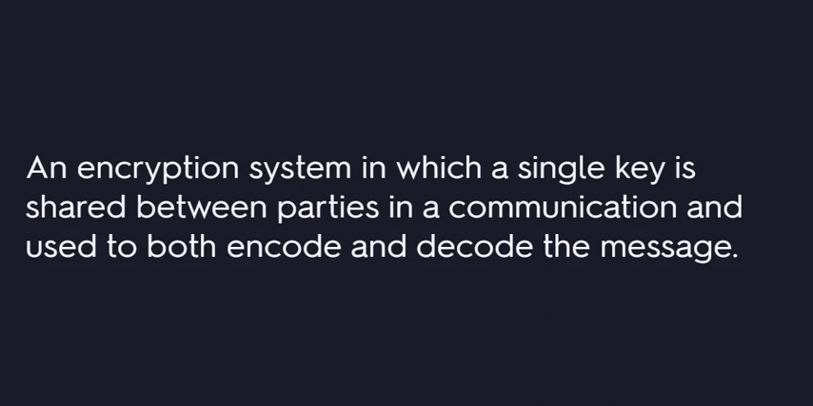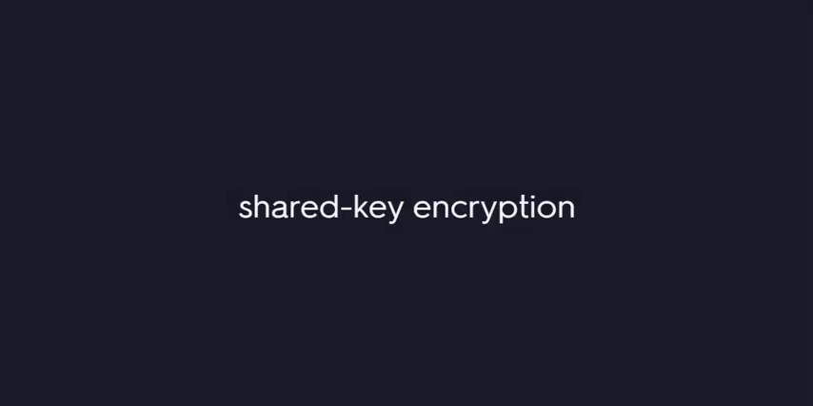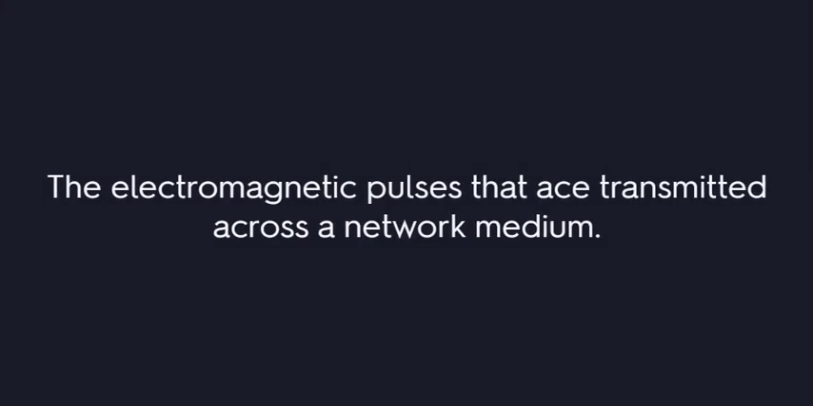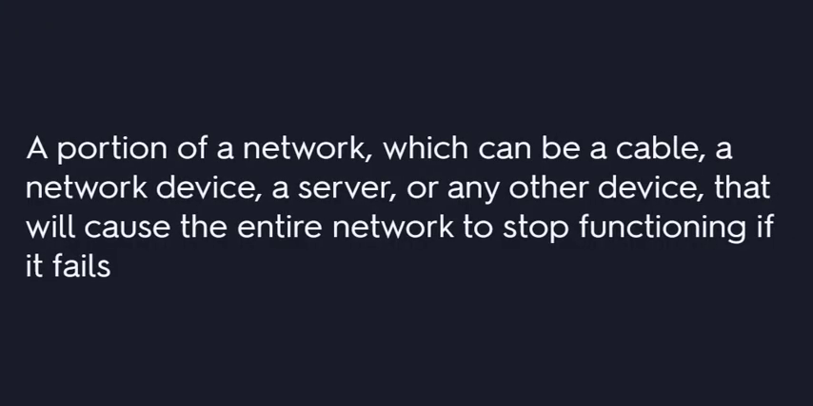Shielding. An encryption system in which a single key is shared between parties in a communication and used to both encode and decode the message. Shared key encryption. The electromagnetic pulses that are transmitted across the network medium. Signal. A portion of a network which can be a cable, a network device, a server, or any other device that will cause the entire network to stop functioning if it fails.